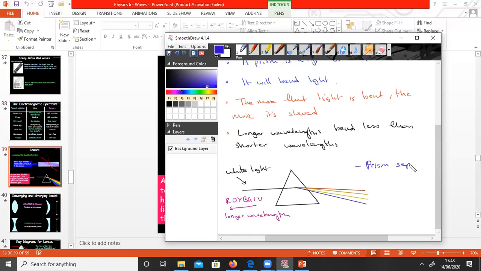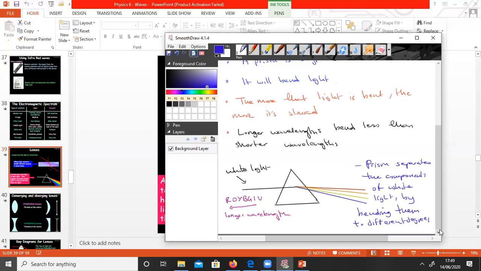The prism separates the components of white light, the components of what makes up white light, by bending them to different degrees. Degrees means amount or angle, to different degrees.